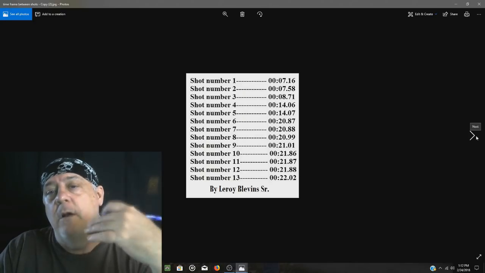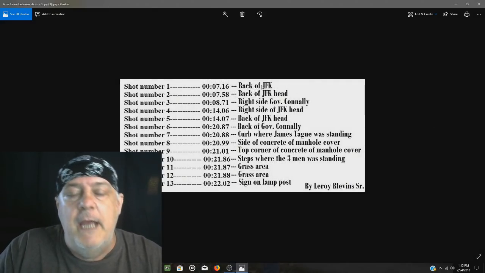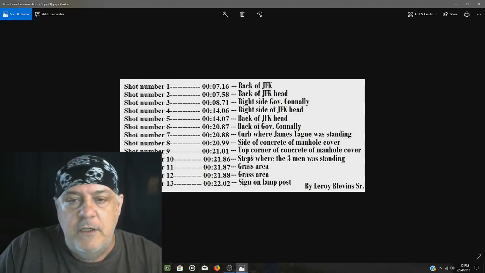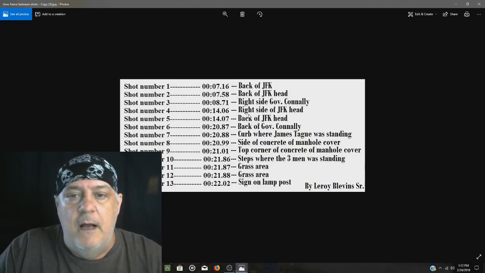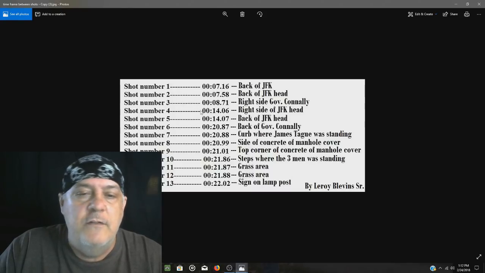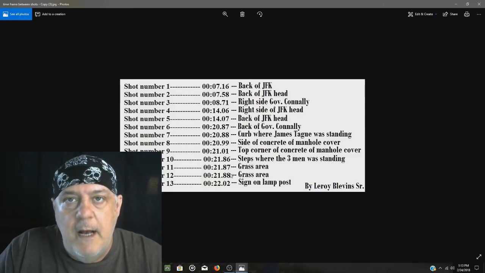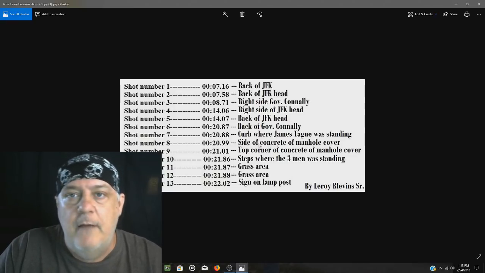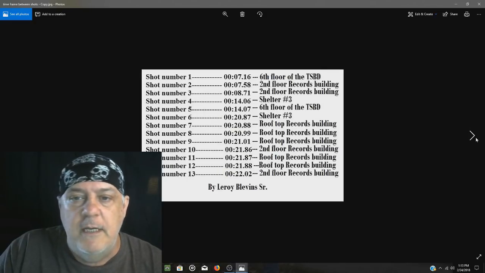Now, a time frame can also give us a lot of information as well. After we mark the location of where these shots made contact, as you see here, back of JFK, back of JFK's head, right side of Governor Connally, right side of JFK's head, as we go along and you mark all this down, now we know exactly when each shot occurred and where it made contact. Now we have the time frames, but we have more information we can pull from them as well, as you will see right here.